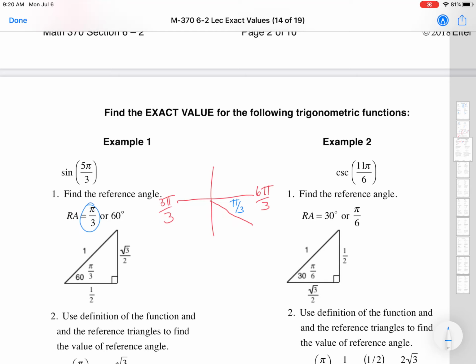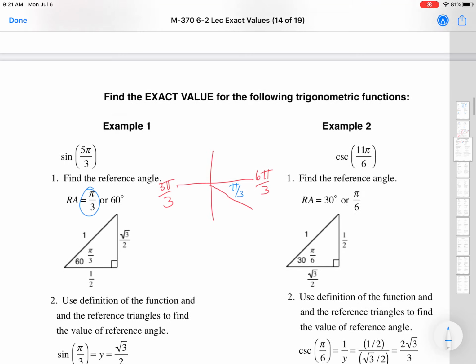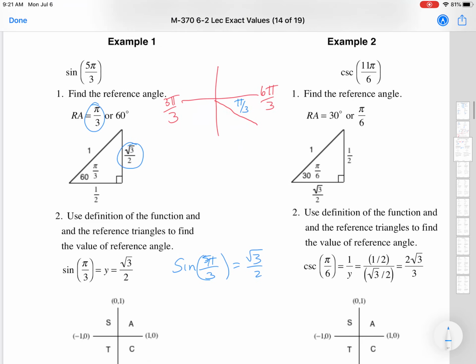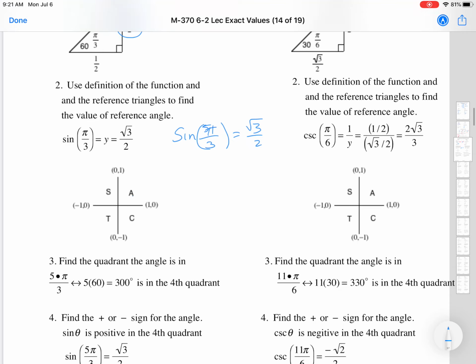So ideally you have the triangle memorized or the result memorized, right? So he's putting the triangle here. Now we're supposed to find the sine, and the sine of pi over 3 is related to the y. The y height is root 3 over 2. So now we know that sine of 5 pi over 3 is going to be root 3 over 2 maybe. What he's reminding you of here is that all students take calculus. All students take calculus. So where are we?